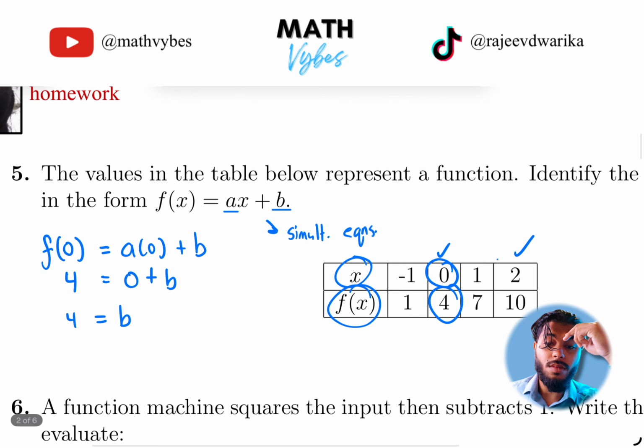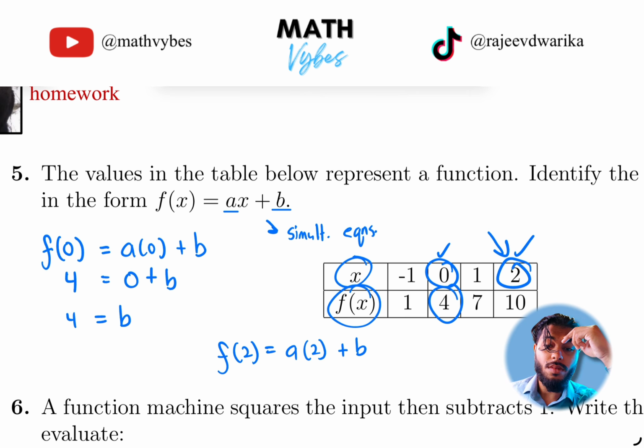On to the second one now, which is when x is 2. So when x is 2, I'm going to say f of 2, that's going to be A by 2 plus B. And when you put 2 into the function, what are you supposed to get? 10. So I'm going to replace f of 2 with 10, because you know that when you put 2 into the function, you are supposed to get 10. So that's going to be A by 2, which is 2A, plus B.